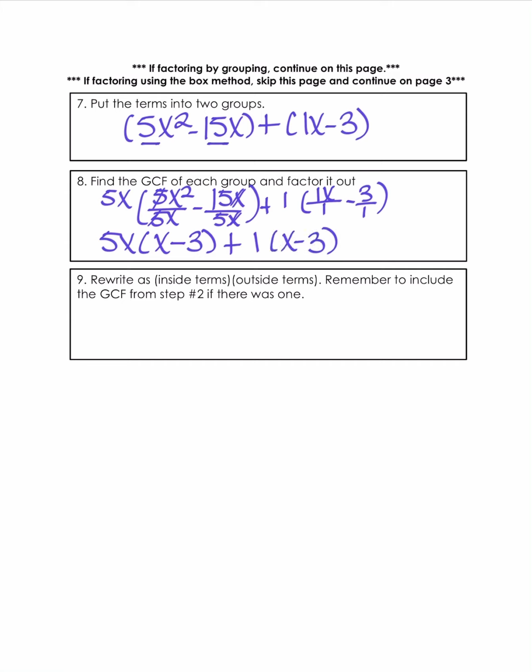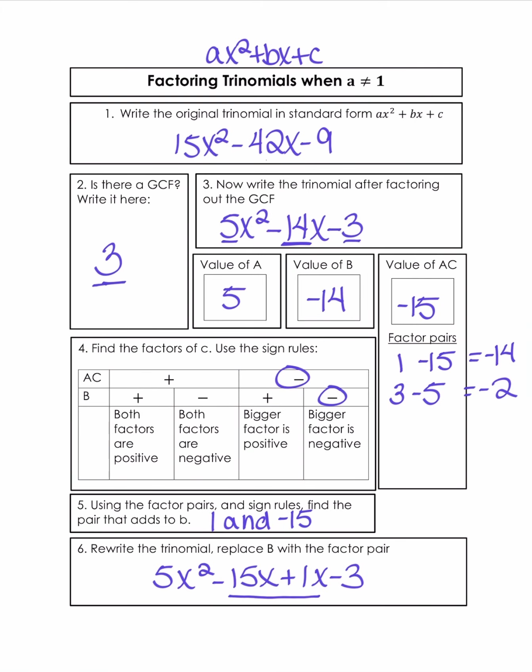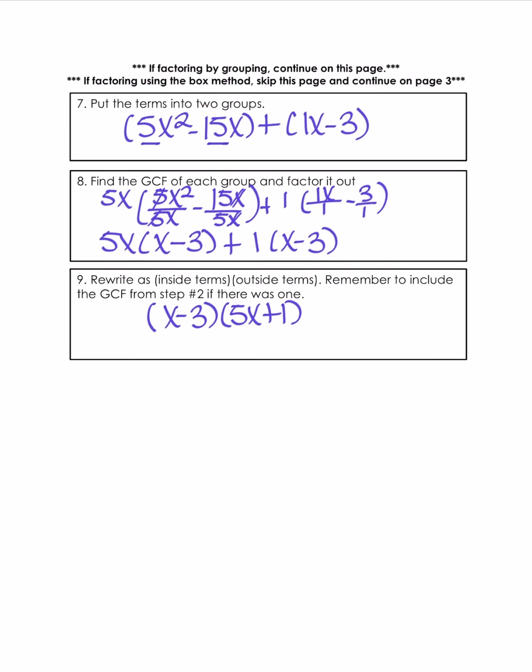Now we're going to write the inside terms, so that x minus 3, times the outside terms, we have 5x plus 1. And then don't forget to pick up your GCF from step 2. So we have that 3 that we're going to go ahead and write in front.